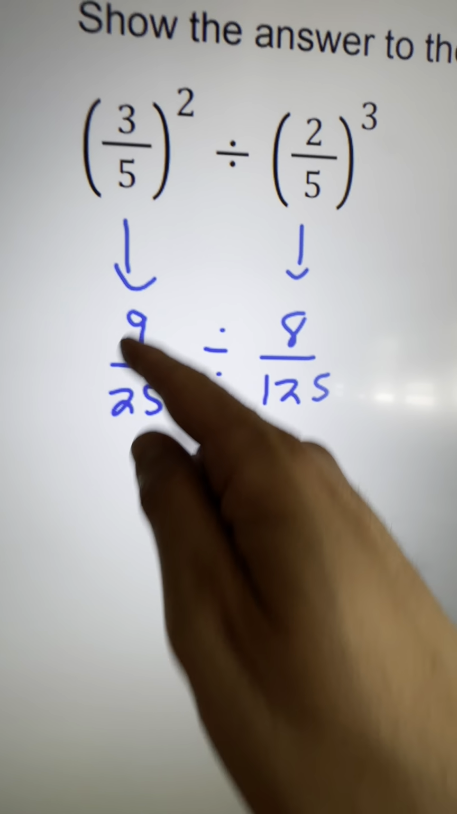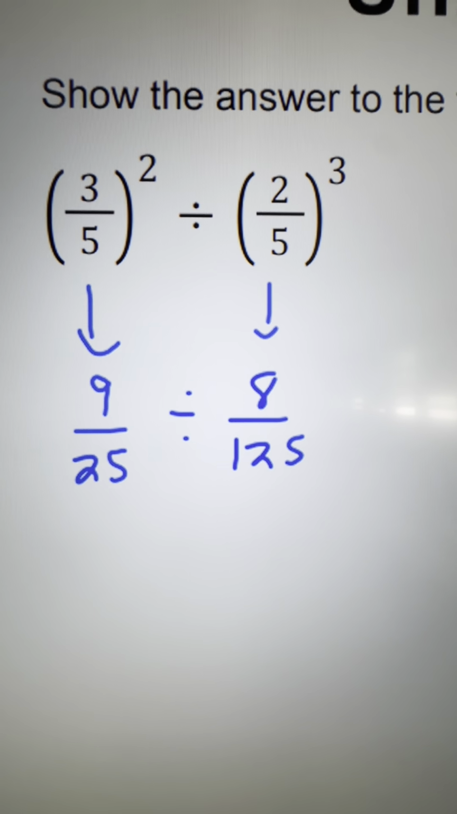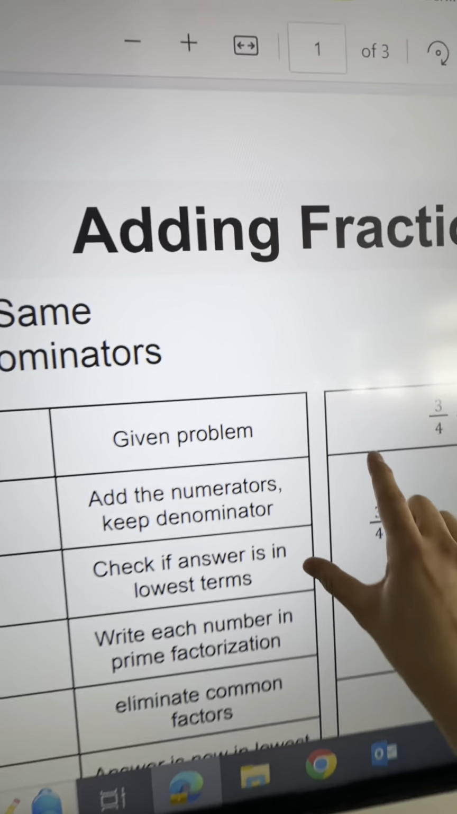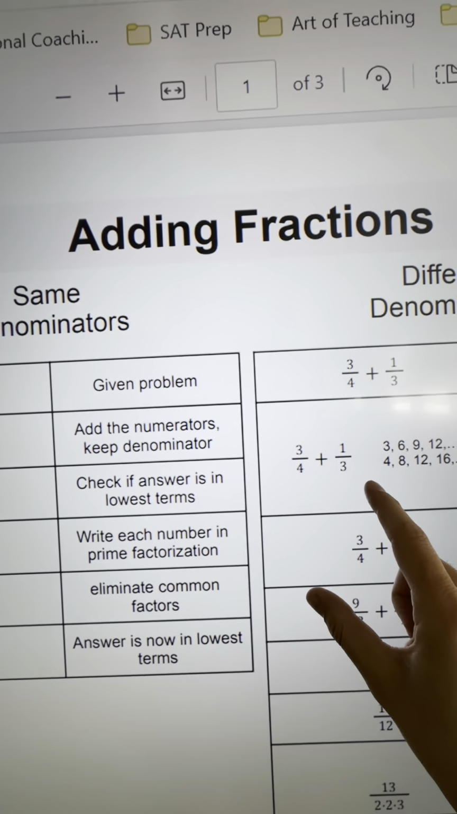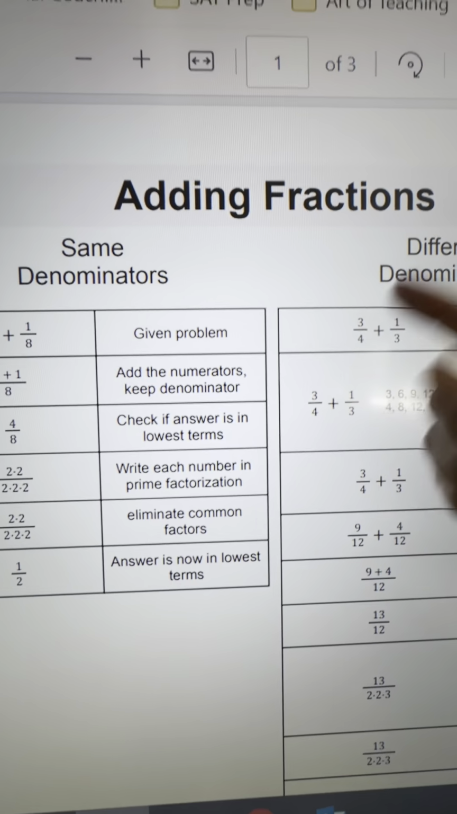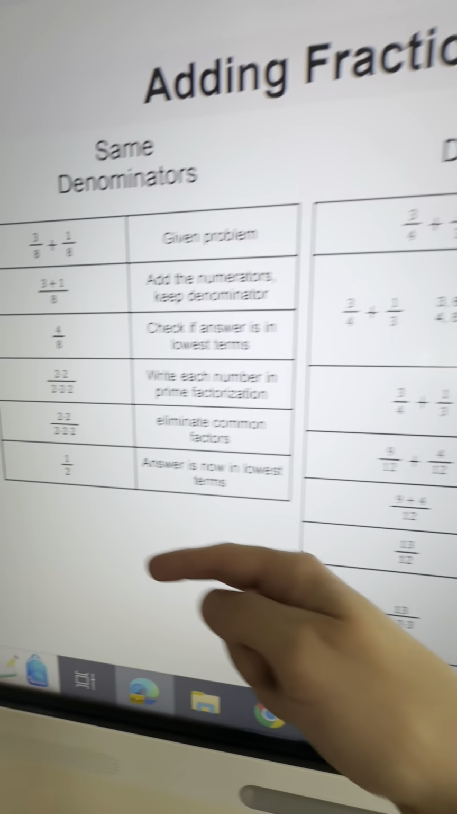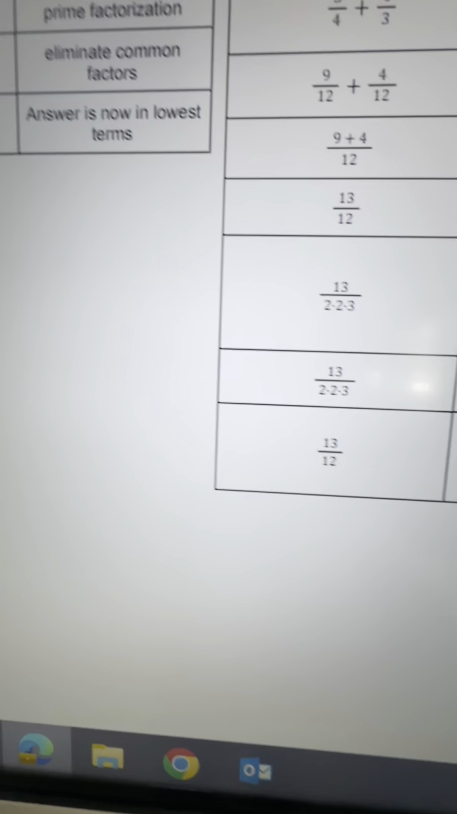So for the next part, we have to divide these fractions. And if you forgot how to do fraction division, I made a worksheet that I'll put in the description below. I'll put a link to it so you have access to this. If you forgot how to add fractions with the same denominators or different denominators, I walk you through all those steps here in 2 examples.